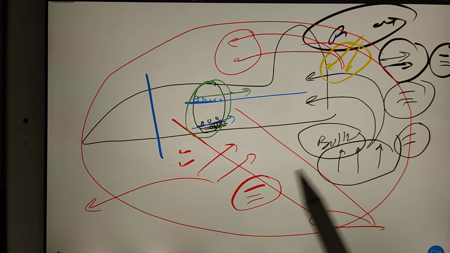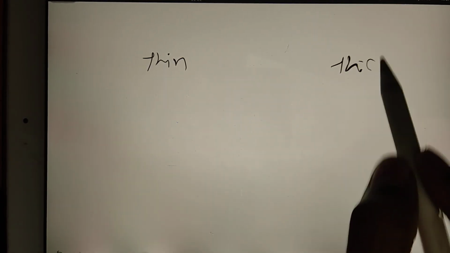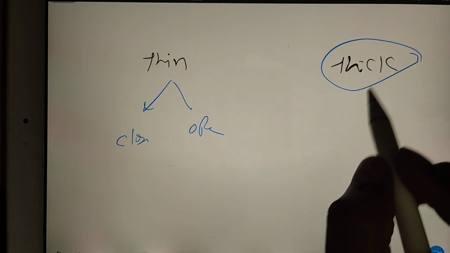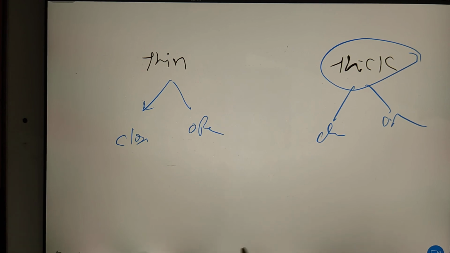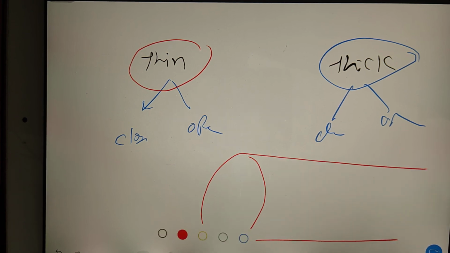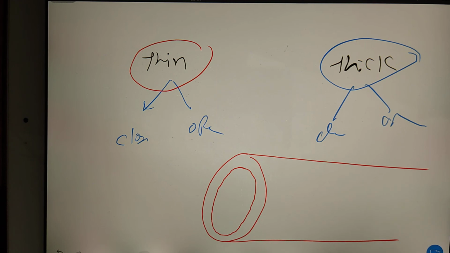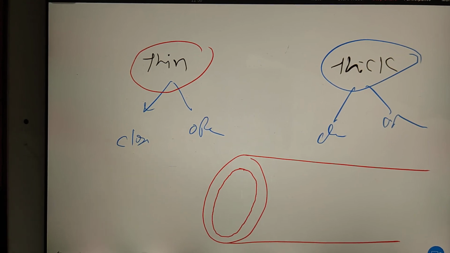When we filter our topic, we classify aircraft structure into two basic structures: one is thin and one is thick. In thin we have closed and open, and in thick also we have closed and open. For example, what is thin? See here, if I draw a fuselage, a monocoque, I'm drawing. Here you see some bulkheads. These names are new for you. Bulkheads are kind of circular bars. They will frame the structure.